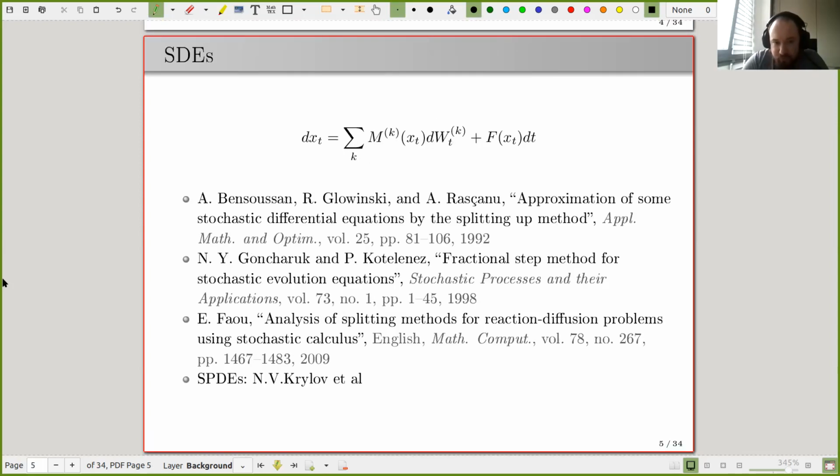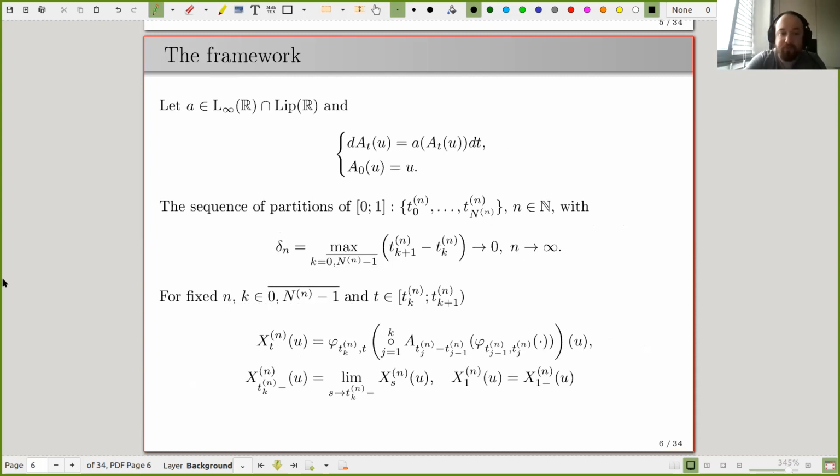In the case of stochastic differential equations, where we have differentials of Wiener processes or even cylindrical Wiener processes, there are also results. The first one I'm aware of is the result of Bensoussan, Glowinski, and Rascanu. Then it was generalized and deepened by Goncharuk and Kontelenets. I also cite here Fou, where he obtained Lp estimates of the divergence between the split process and the initial one. However, despite the fact that we are going to obtain some Lp estimates, they are different from those obtained by him. And in the context of SPDEs, one can look for works of Krylov, Rozovsky, and other people.